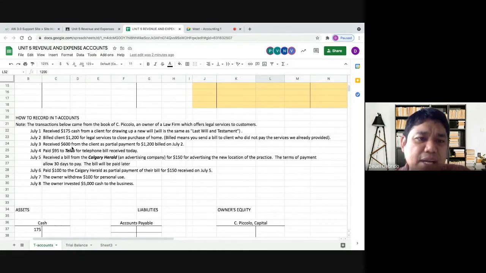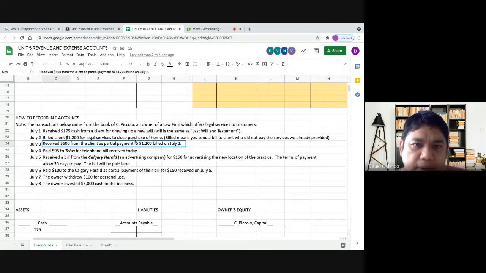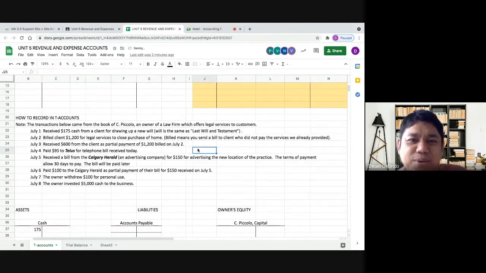Receive $600 from the client as partial payment of, okay, sorry, wait, let me just fix that one. Look at that, guys. The bill on July 2nd, right? It's connected, the second and the third. The client paid 600. Did the client pay in full or no?